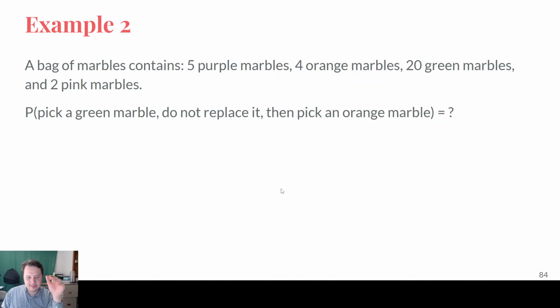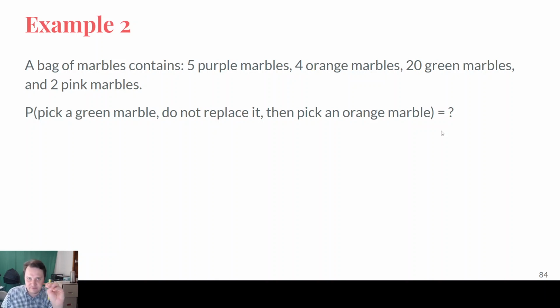Okay, now check out the difference between that question and this one. On this question, we have a bag of marbles that has 5 purple, 4 orange, 20 green, and 2 pink. Okay, so we have a new bag. But this time, find the probability of picking a green marble, not replacing it, and then picking an orange marble. So we have our bag. We're going to pick a green one. We don't put it back. We shuffle the bag, and then we pick an orange one.